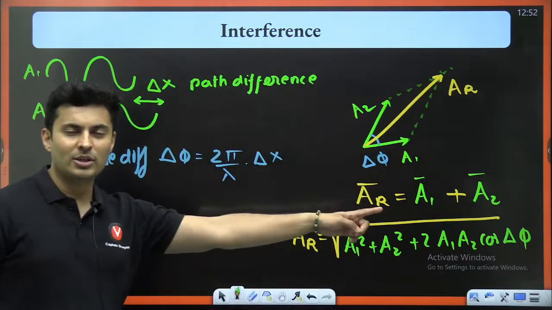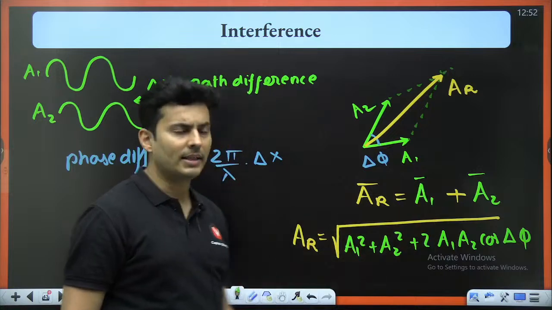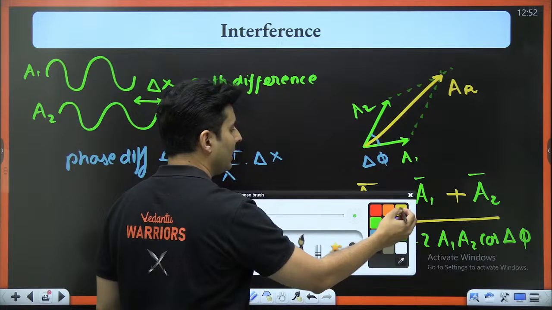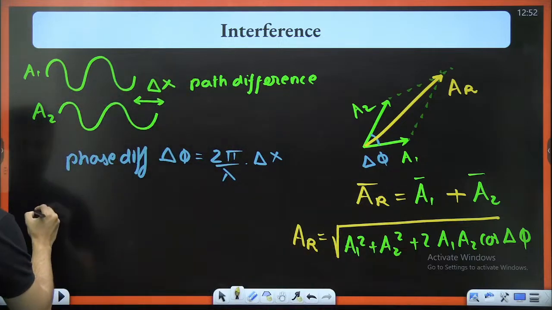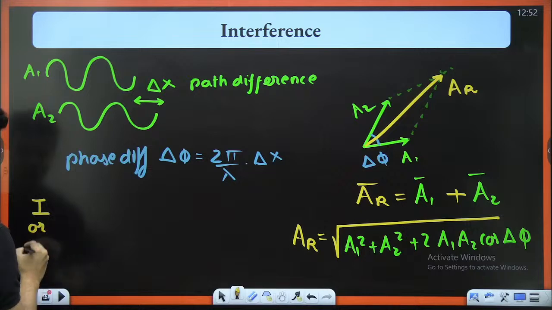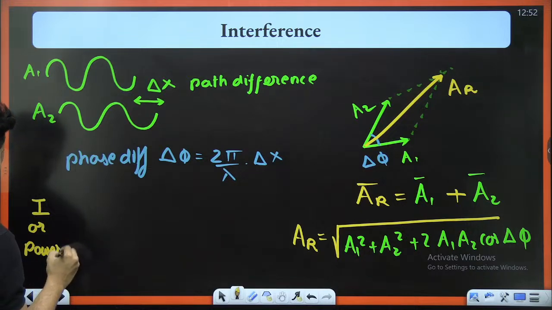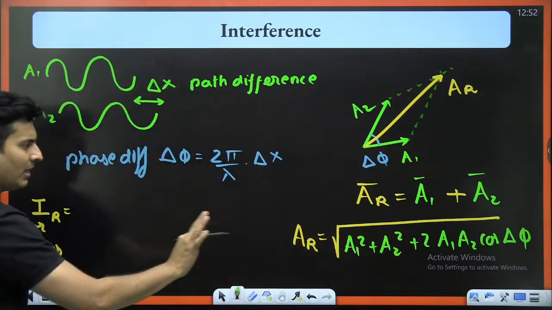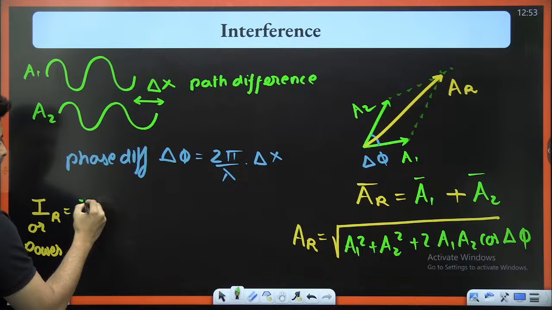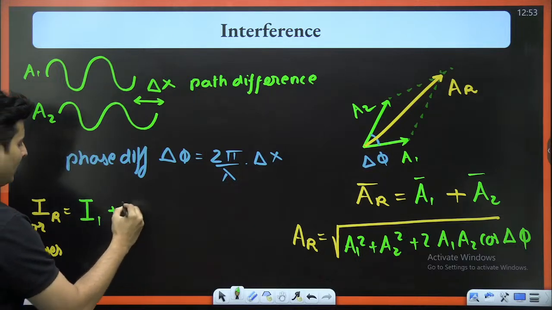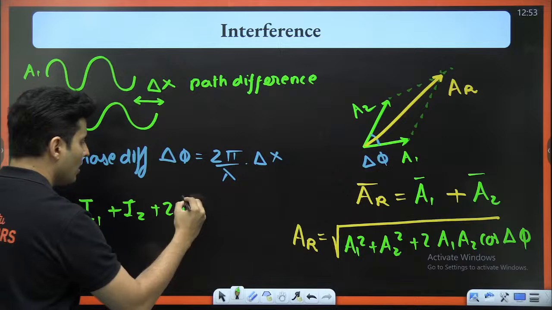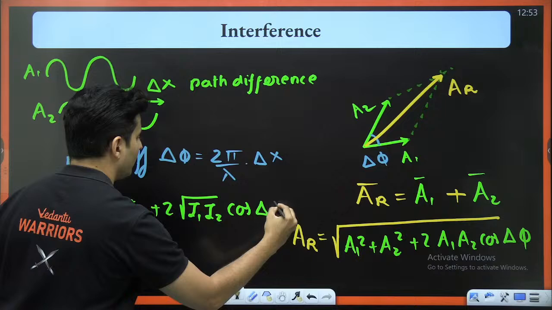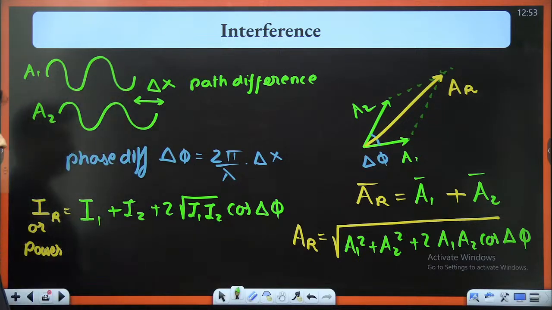Alright, same formula which was there in vectors, a square plus b square plus 2ab cos theta. If you talk about the intensity or basically power of the resultant wave, the formula for that is looking very similar but slightly different. Instead of the root, there is I1 plus I2 plus 2 root I1 I2 cos theta, where the root is there but the cos is outside the root. This is for intensity or for power.